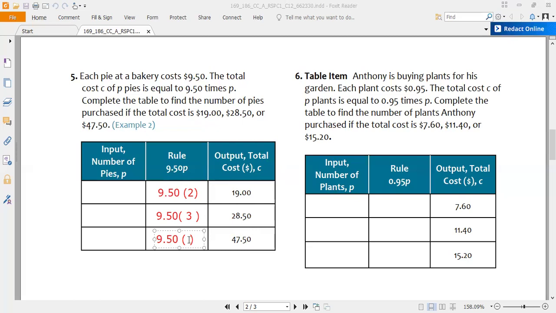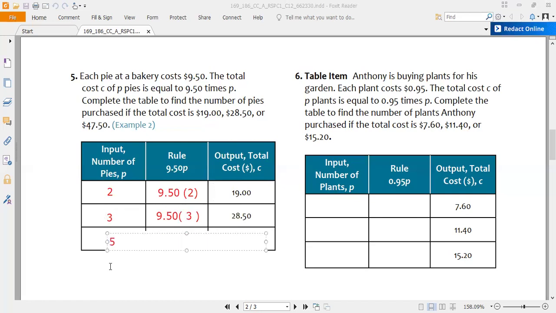So let me try here 5. When I try 5, 5 times 0 is 0. 5 times 5 will be 25, which is 5 and 2 remaining. So 9 times 5 is 45 plus 2, 47.50. So it means you are selecting these numbers. The numbers you are selecting are your input. So we will say that these are the input values.